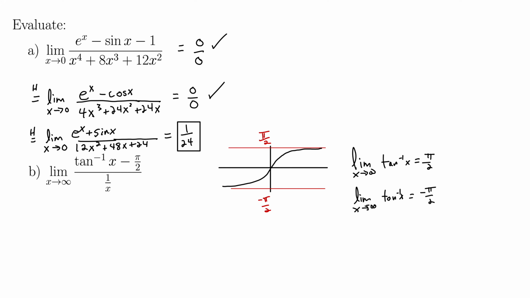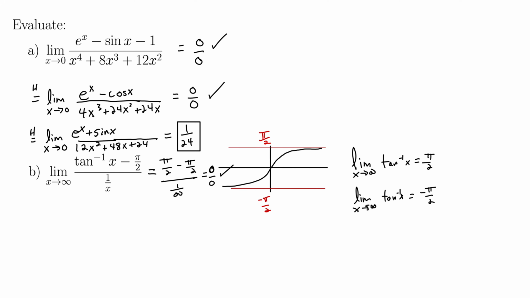Let's look at B. If we just plug in infinity for x, we get pi over 2 minus pi over 2 all over 1 over infinity, essentially, although that's a little bit sloppy. But essentially that gives us 0 over 0. Check. That's the correct indeterminate form. So it's indeterminate. That's the bad news. The good news is we're in the form we want for L'Hopital's rule.